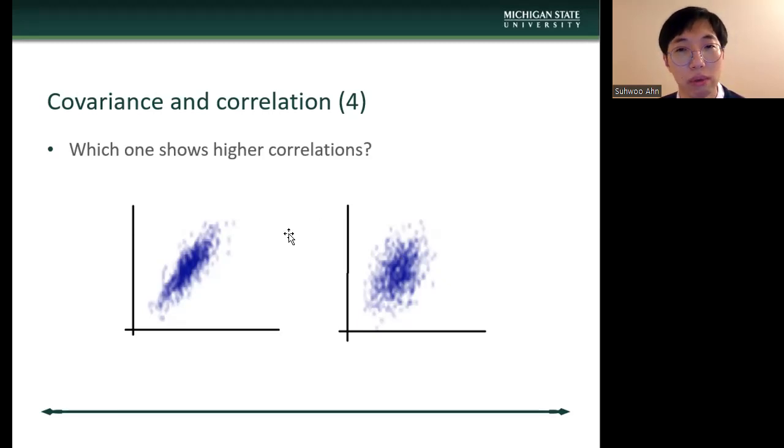So we can say both graphs show a positive relationship, as x increases, y increases, but the left one shows the higher correlation because the points are clustered around the line. In this way, when we look at the correlation, we can see both the strength and the direction of the relationship between two variables.